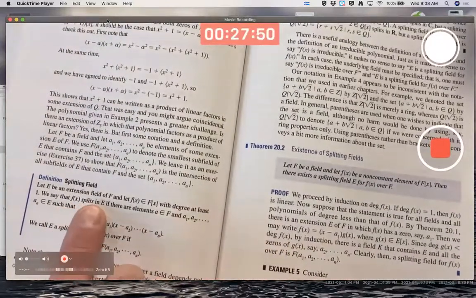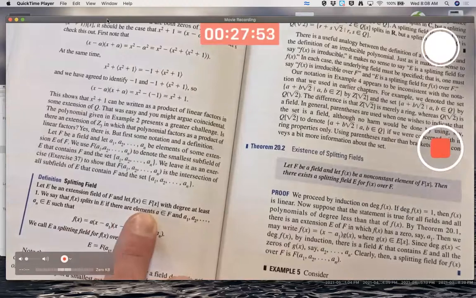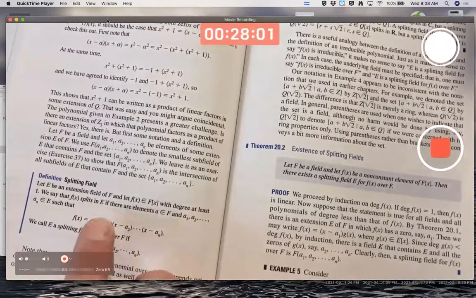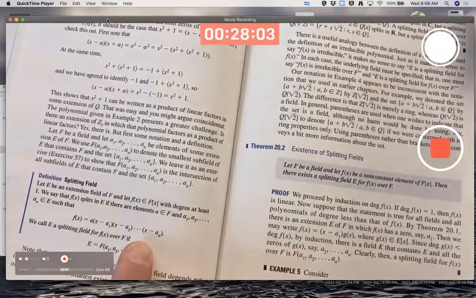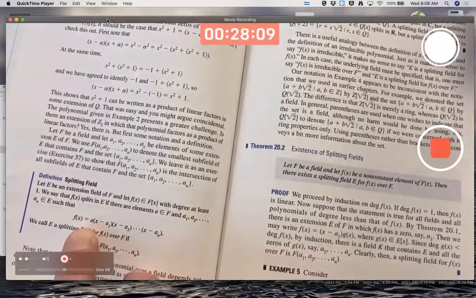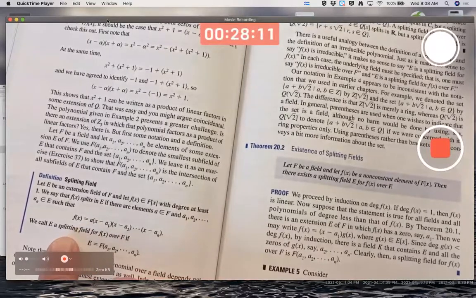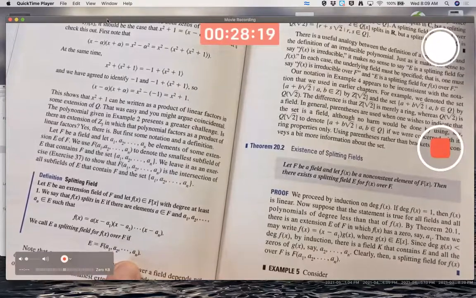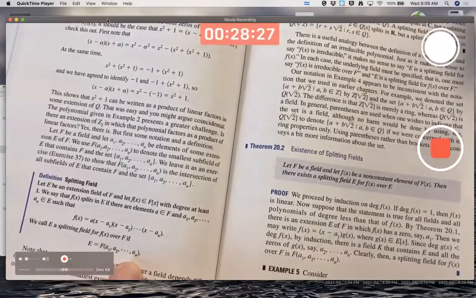Let E be an extension field of F. Let f of x have coefficients in F and have degree at least 1, so it's not a constant polynomial. We say f of x splits in E if you can factor it like this, where the a1 through an are in E and the coefficient in front, a itself, is in F. And E is, in fact, a splitting field for f of x over F if E is the smallest subfield of some other extension field containing not only F, but all these a's.